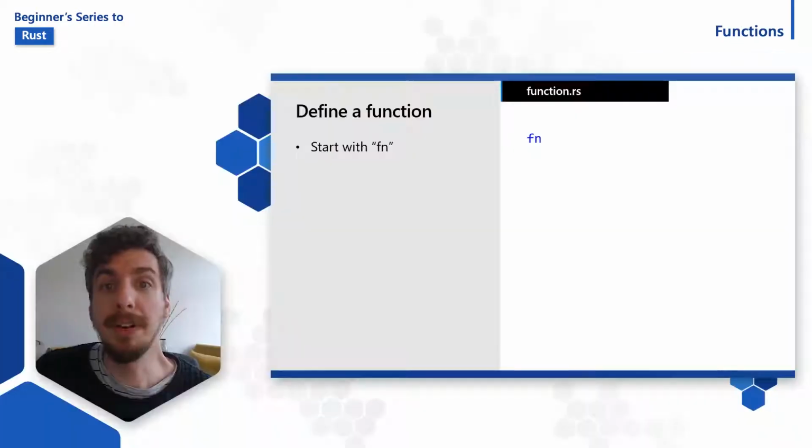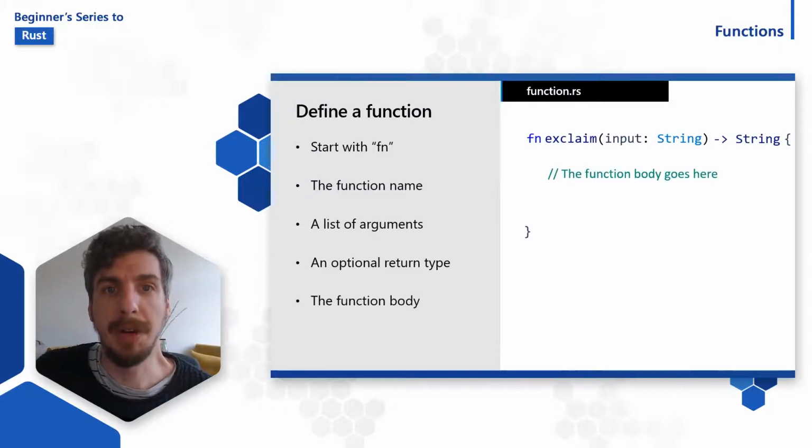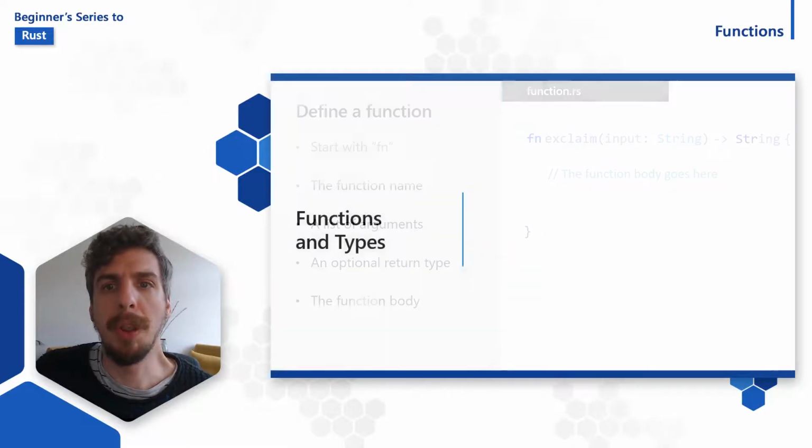Like many other languages, Rust uses functions as the basis for code reuse. Functions allow you to write chunks of code that can be called from other parts of your code. Let's take a look at how to define functions. Functions start with the keyword fn, followed by the function name, a list of arguments together with their types, all surrounded by parentheses, an optional return type, and a function body.